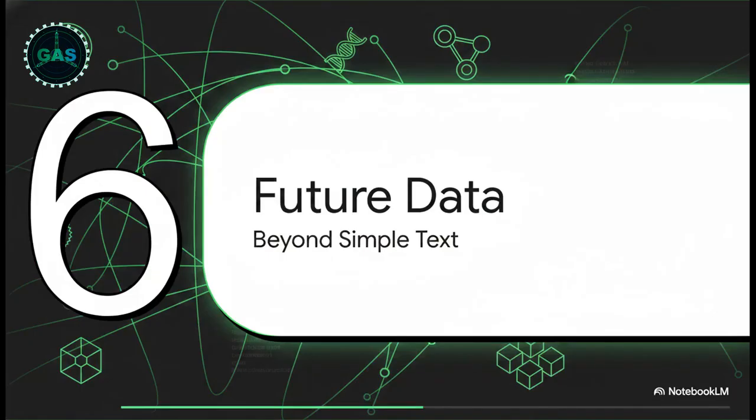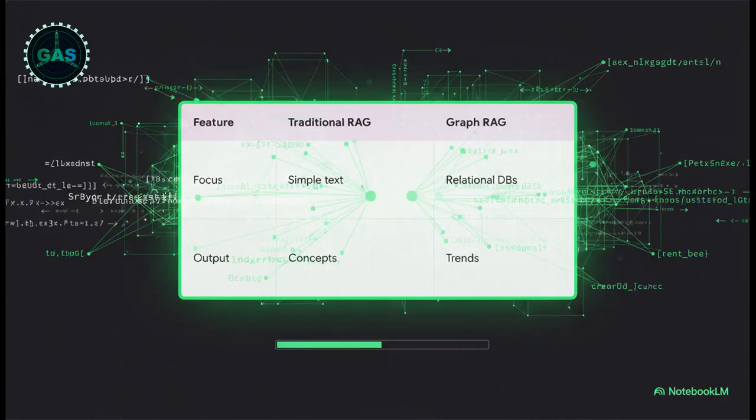Section 6. The future of data beyond simple text. As your reliance on AI deepens, these capabilities are going to extend into highly complex ecosystems well beyond simple text documents. While traditional RAG handles text beautifully, it struggles with interconnected databases. This is where Graph RAG and integrated SQL querying come in, allowing you to extract complex relational trends, like cross-referencing customer churn against engineering timelines.